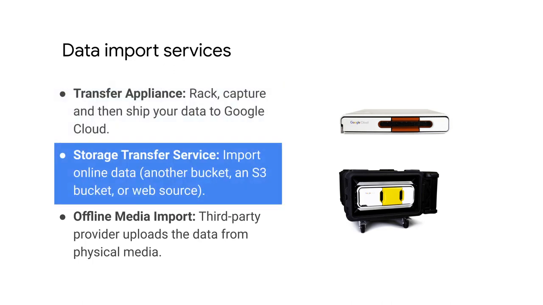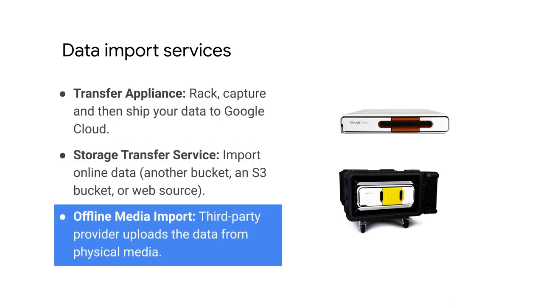The Storage Transfer Service enables high-performance imports of online data. The data source can be another cloud storage bucket, an Amazon S3 bucket, or an HTTP/HTTPS location. Finally, Offline Media Import is a third-party service where physical media such as storage arrays, hard disk drives, tapes, and USB flash drives is sent to a provider who uploads the data. For more information on these three services, refer to the links section of this video.